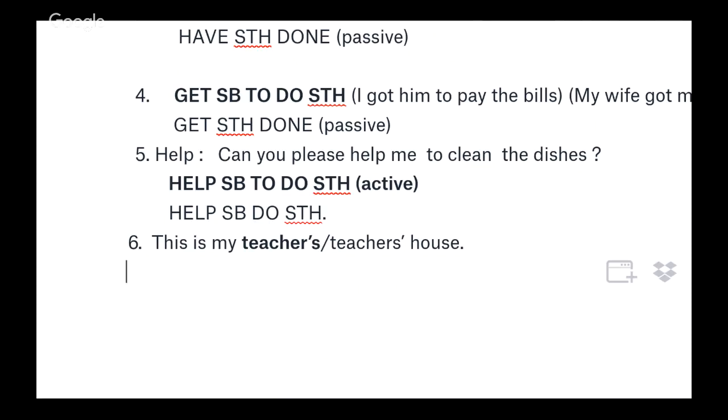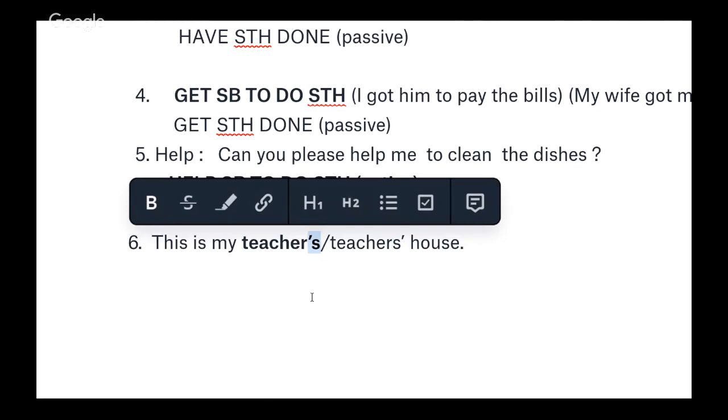So this is my teacher's house. How many persons are we talking about here? One person. This is my sister's room. How many sisters am I talking about? Of course, if I am using apostrophe first and then S, then I'm talking about one sister. Is it clear? Where do we put the apostrophe? Before, and then S. Is it clear?